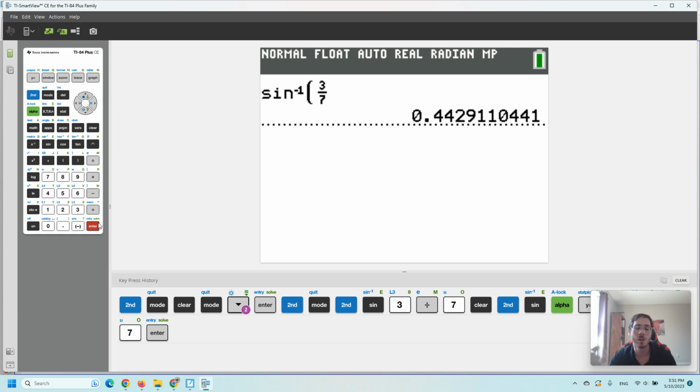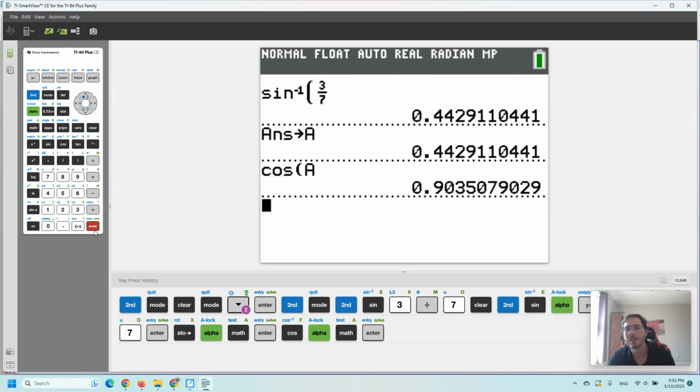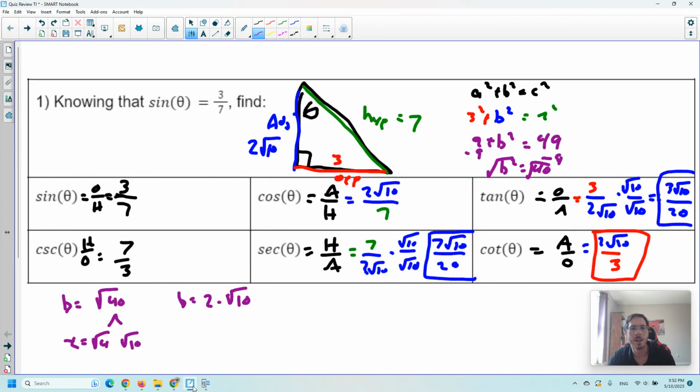If you remember your trig from geometry, I guess we could keep 4 decimals. I mean, don't be lazy. You got a calculator. Keep all the decimals. We'll store that answer as A. And then we would have to figure out, okay, well, that's what theta is. So what is cosine of theta? So what is cosine of A? And you'll see that you don't really get a nice answer there either. 0.90350799029. That's not what we want. We want 2 radical 10 over 7.